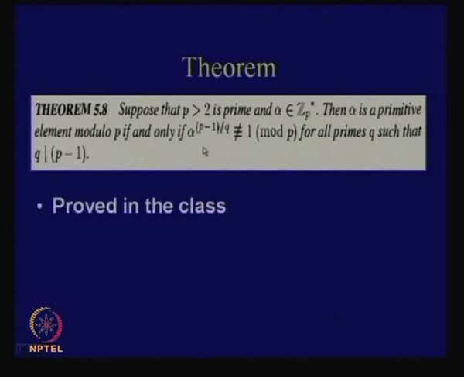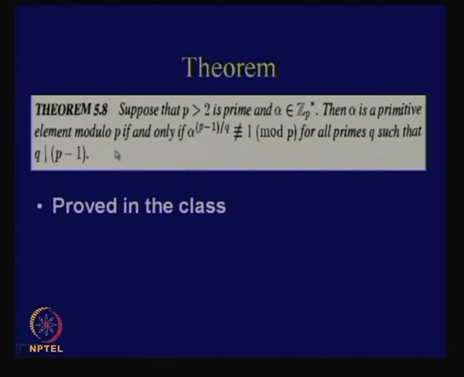For the primitiveness, it says that suppose that p greater than 2 is prime and alpha belongs to Zp star. Then alpha is a primitive element modulo p if and only if alpha to the power of p minus 1 divided by q is not equal to 1 mod p for all primes q such that q divides p minus 1. Okay.